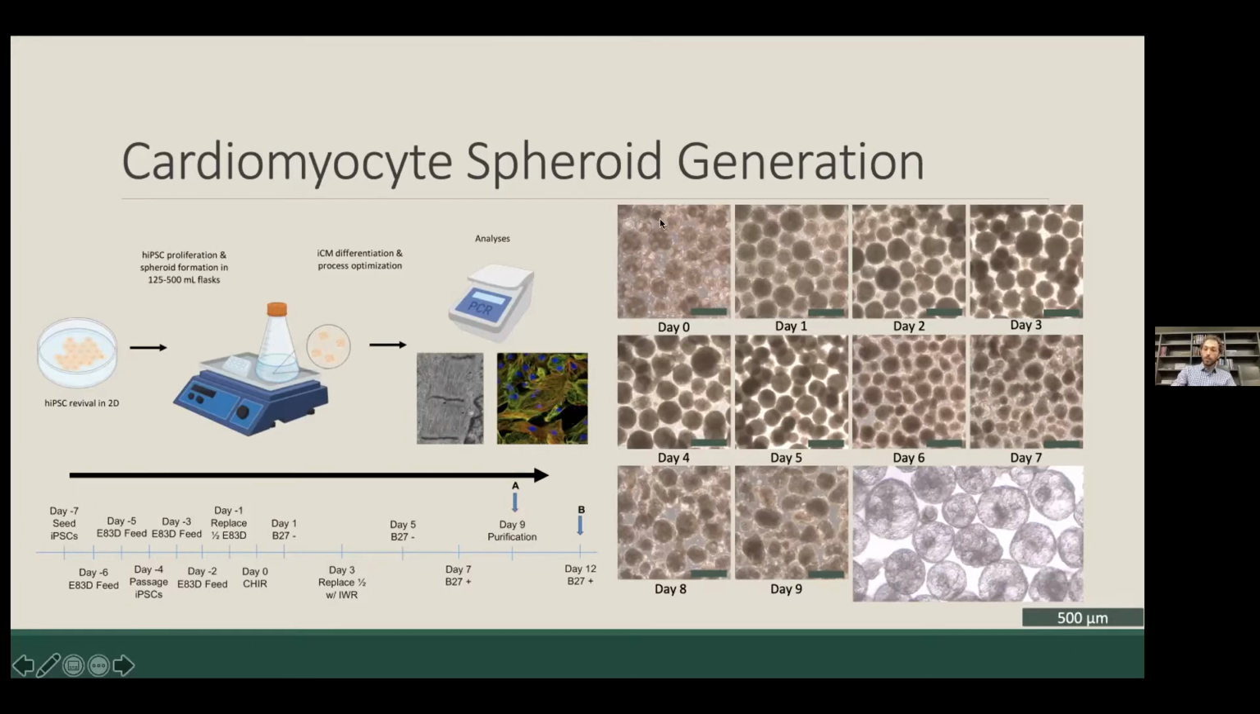And here's what the spheroids look like over time during that process. Beginning on day 9, we see beating. And then on day 12, we see a pure beating population of cardiomyocyte spheroids. And you can see that beating down here in the bottom right.